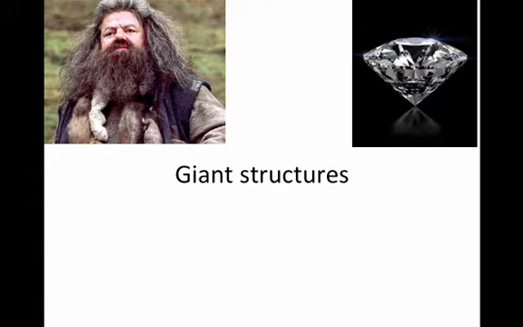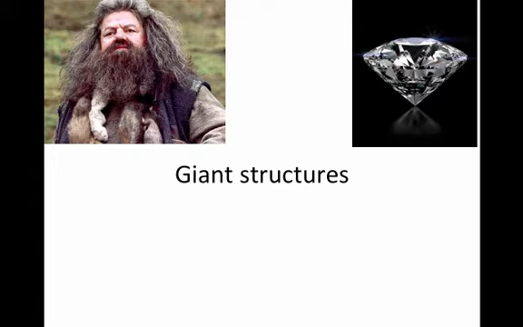You'll notice I started this video by putting a picture of a diamond and of Hagrid. Hagrid because he's a popular giant, though he is only half giant, and diamond because it is another very popular giant, though that is fully giant. I'm going to find out why today.